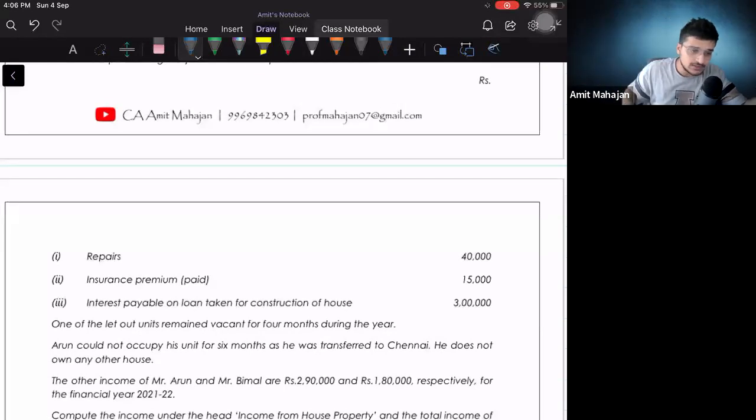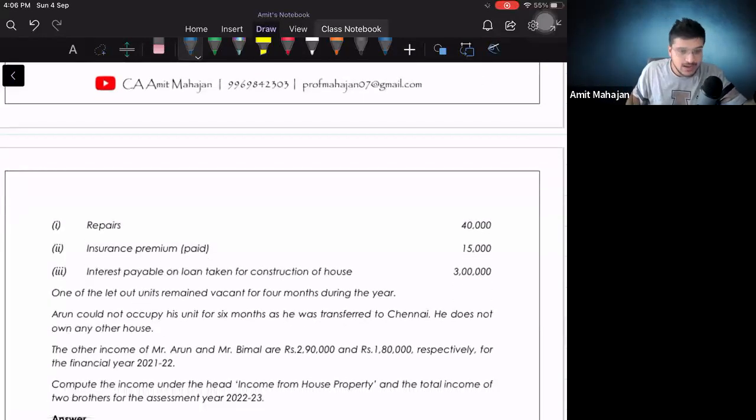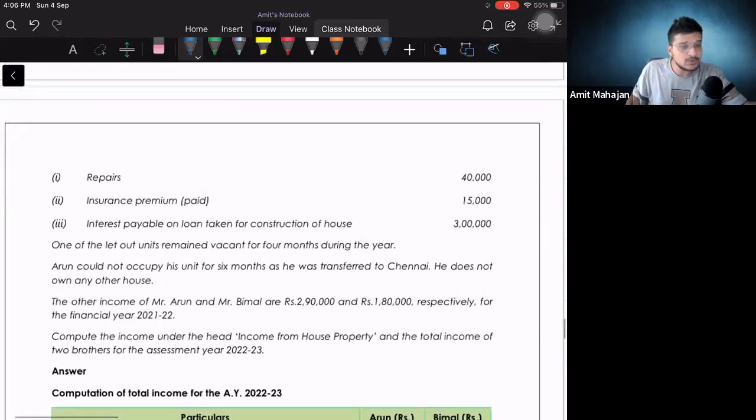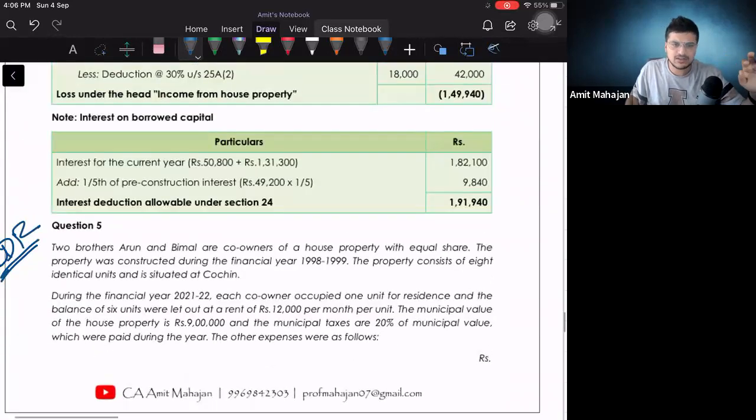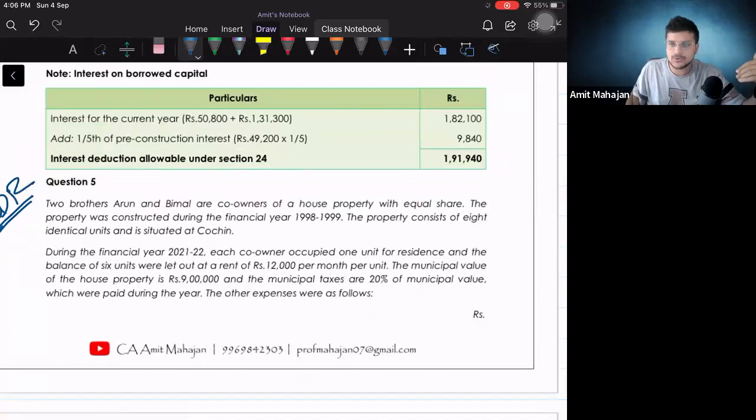ओके. The other income of Mr. Arun and Mr. Bimal are 2,90,000 and 1,80,000 respectively for the financial year 21-22. Compute the income under the head house property and total income of two brothers for the assessment year 22-23. Now, can I see here again? There will be 2 computations.